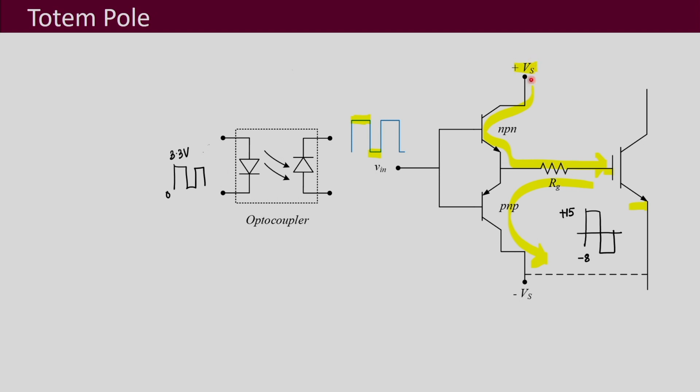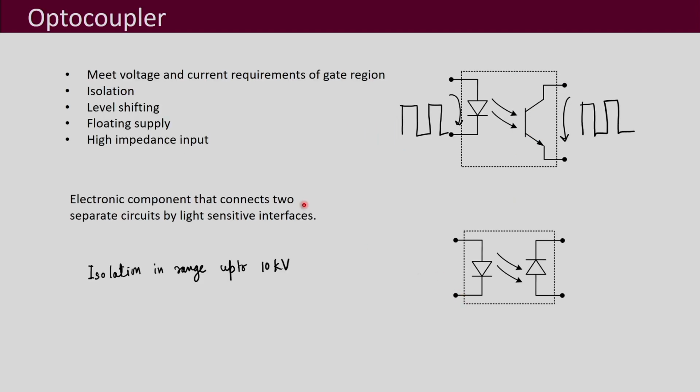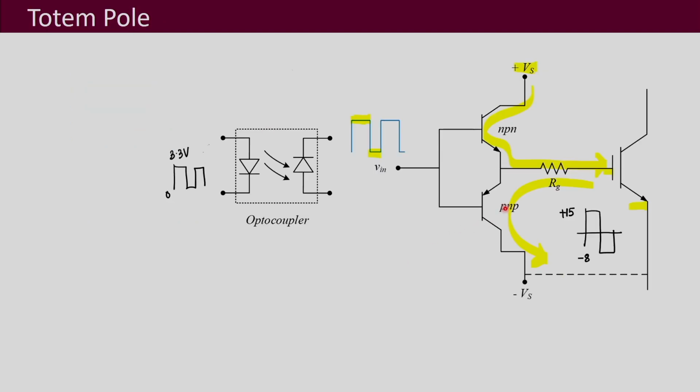And the supply that is given over here is with respect to this emitter, and if we have a separate floating power supply, then this kind of driver will also be able to work with a floating supply. Okay, so all these requirements that we saw can be met by this kind of arrangement of an optocoupler plus your totem pole combination.